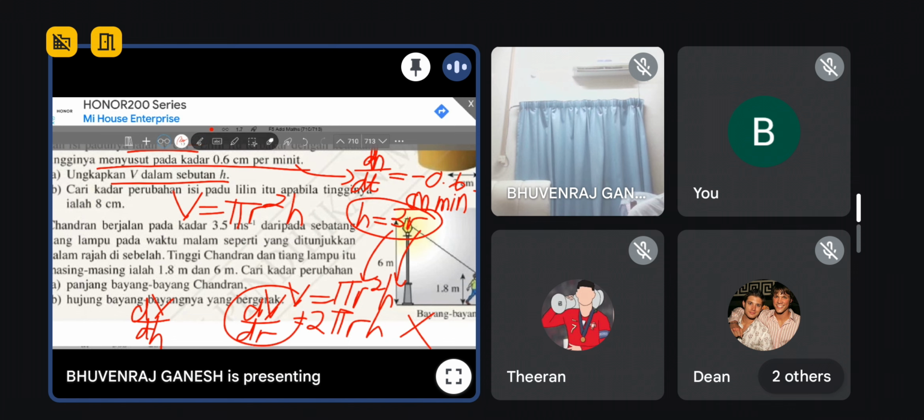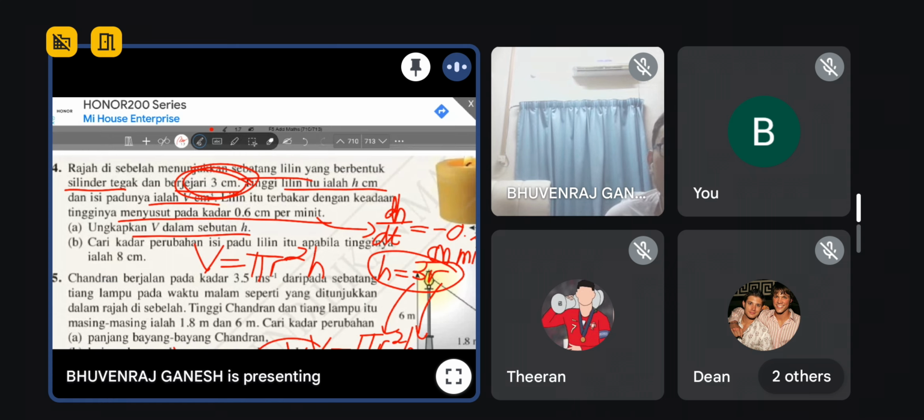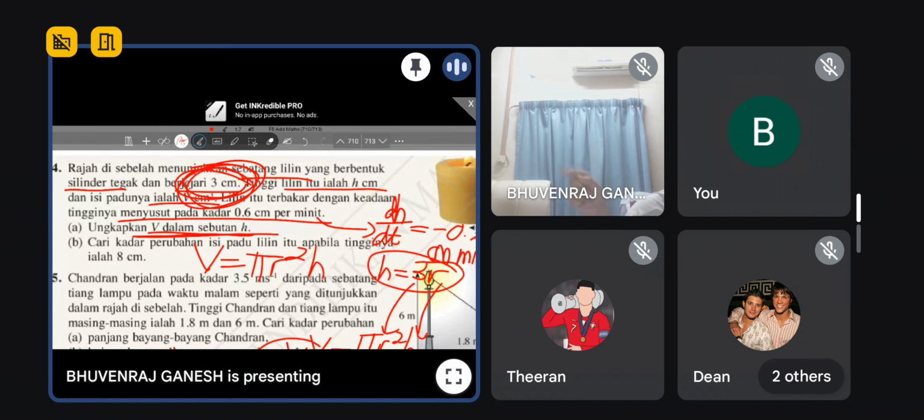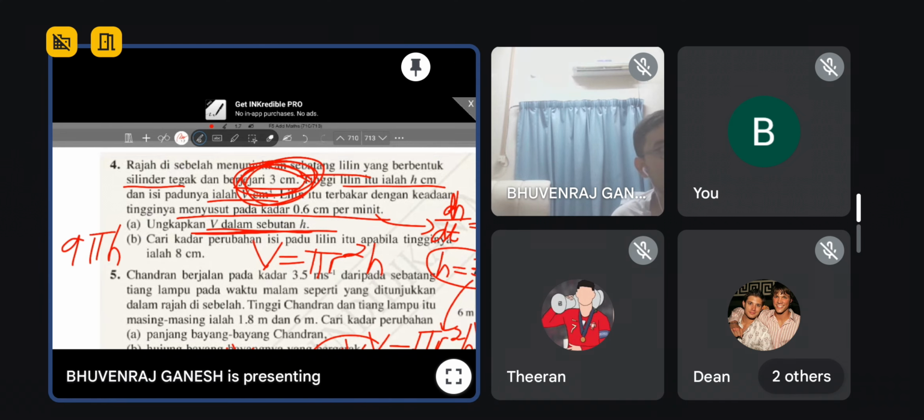Okay, so in this case it's very easy because they directly tell you. Usually you must substitute after differentiating. That is the general process. But in this case, if they give you the value like this and ask you to express V in terms of h, you substitute first. So you will get 9 pi h after you substitute for part A.